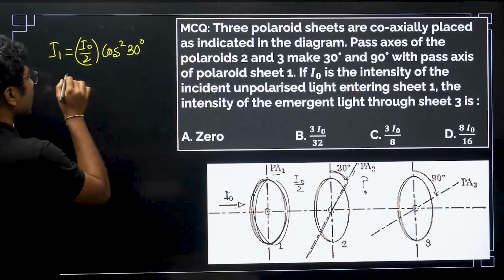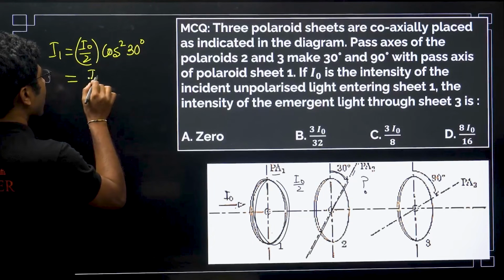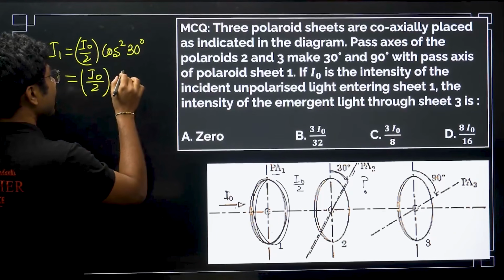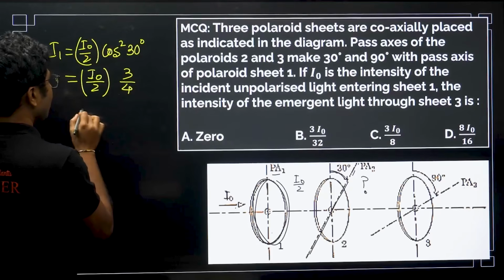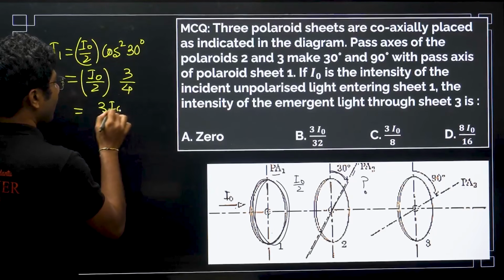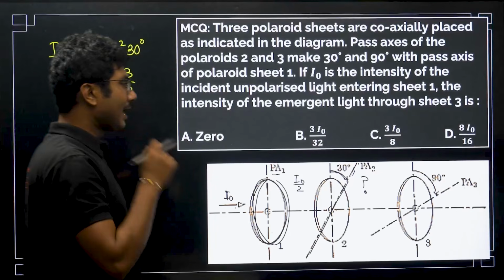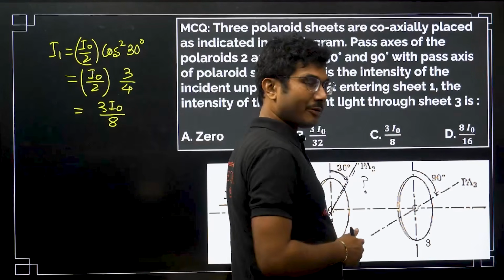Now, what is cos 30? Cos 30 is root 3 by 2. So, cos square 30 means 3 by 4. So, it will be 3 I naught by 8. 3 I naught by 8. Now, this is the 3 I naught by 8 we have calculated.